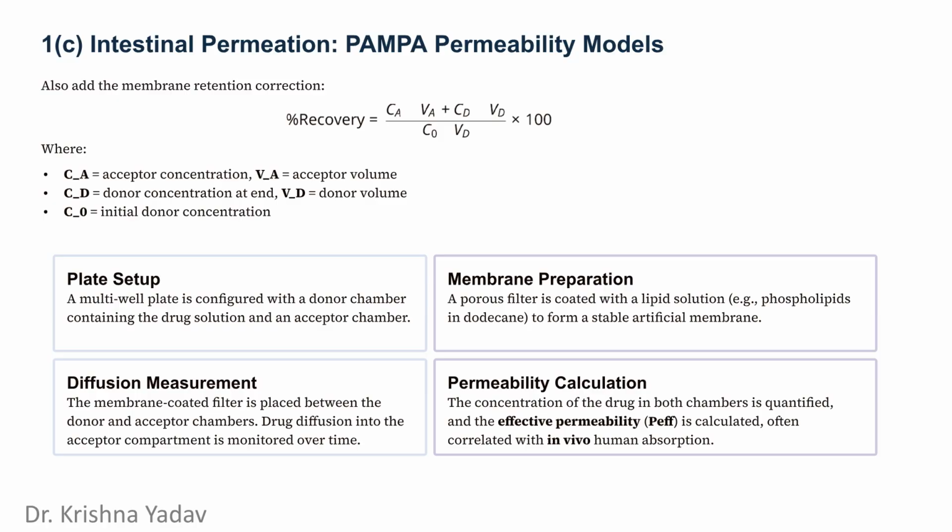To ensure accuracy, we use the percent recovery formula. Percent recovery equals (C_A * V_A + C_D * V_D) divided by (C_0 * V_D), times 100. This equation acts as a mass balance, adding the drug found in the acceptor chamber, C_A * V_A, to what remains in the donor chamber, C_D * V_D, and dividing that total by the initial starting dose, C_0 * V_D. By multiplying by 100, we get a percentage that corrects for membrane retention, identifying if any drug got trapped in the filter rather than passing through it.